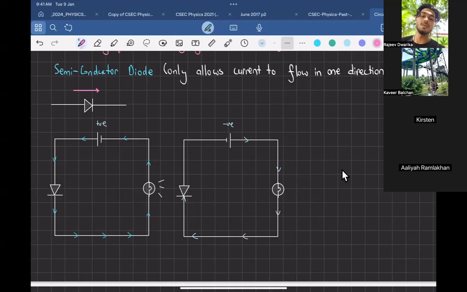All right, so Leah, let me see your diagram. I'm going to check out the diagram.